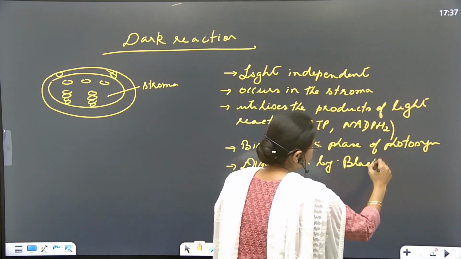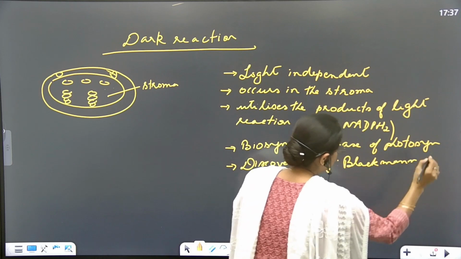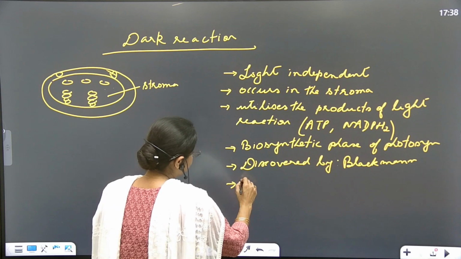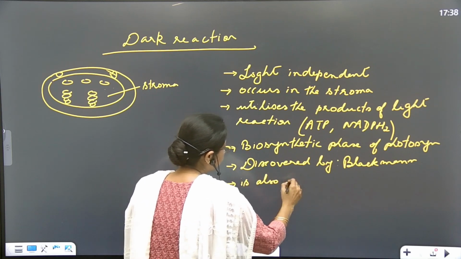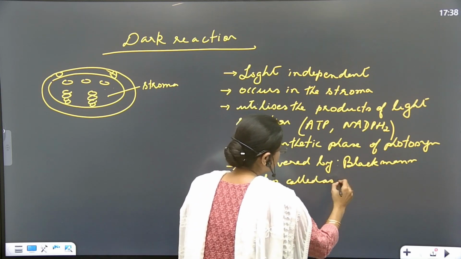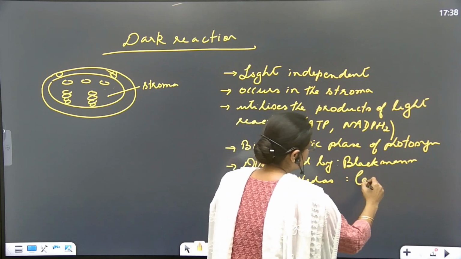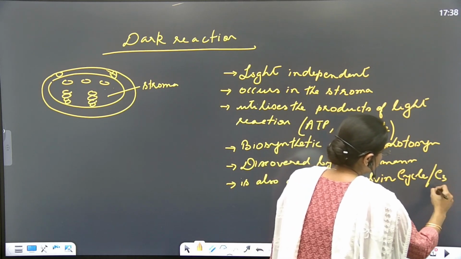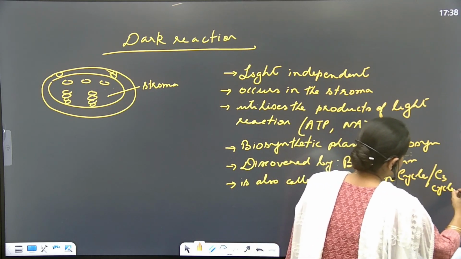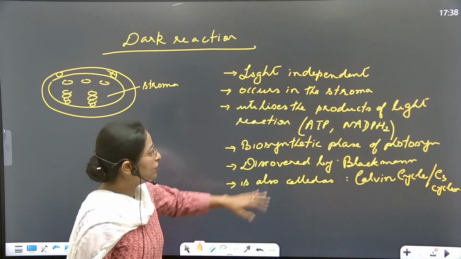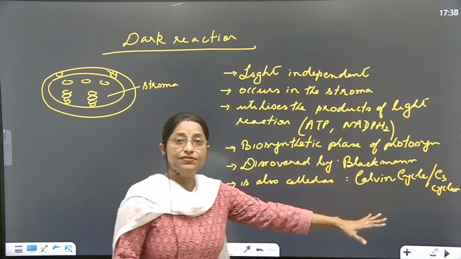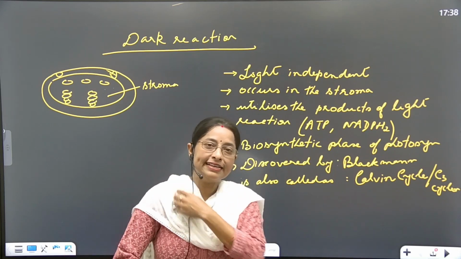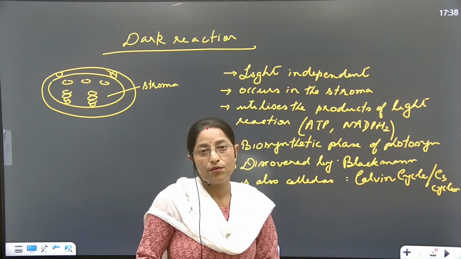Scientist called Blackman. The next point that we understand, the dark reaction is also called Calvin cycle or C3 cycle. So no doubt it was discovered by Blackman, but it is called Calvin cycle because the detailed description of this cycle was given by Calvin. And because of that, he was awarded the Nobel Prize also.